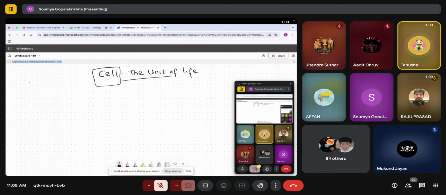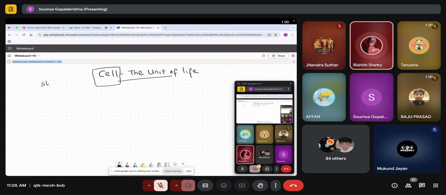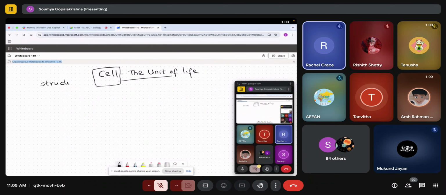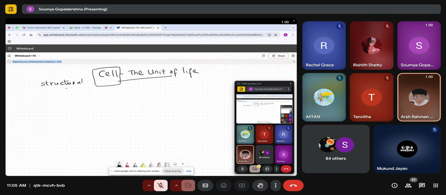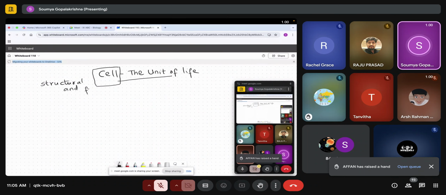Cell is the fundamental structure and basic unit of life. Yeah, structural and functional.